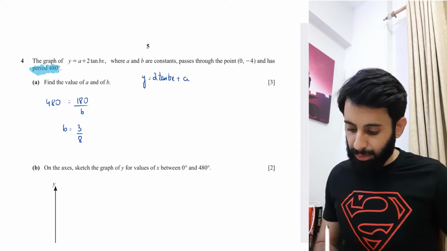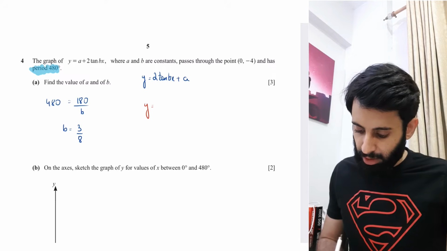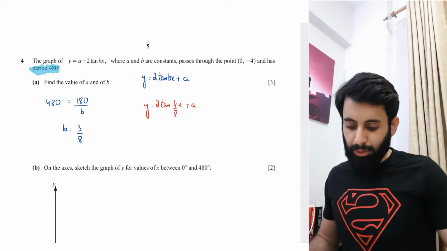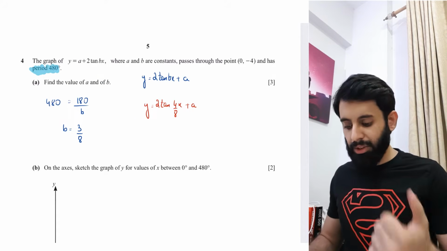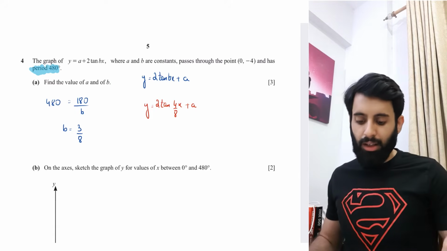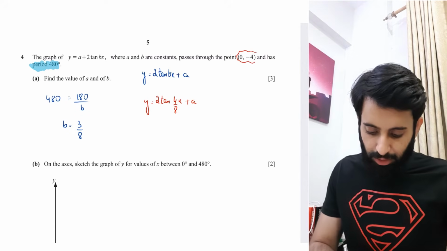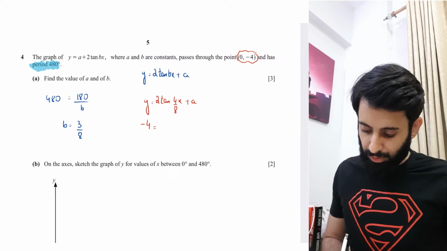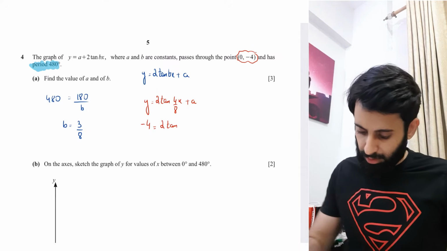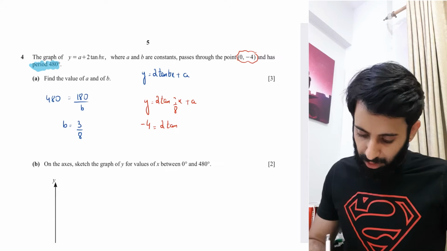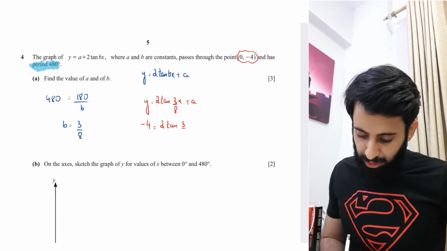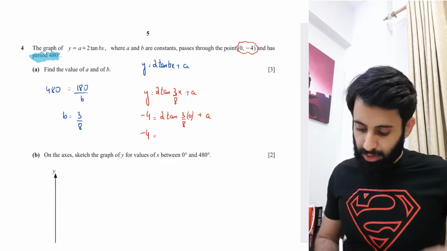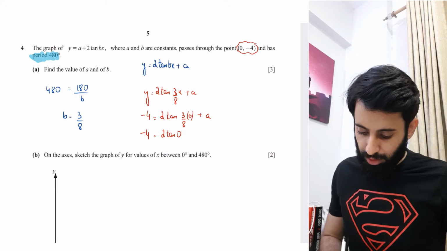Now, so far this is what our equation has become: 2 tan 3 upon 8 x plus a. If you want to find out the value of a, technically in this equation we have how many unknowns? We have x, y, and a. So we have a total of 3 unknowns, and the question has been kind enough to give us the value of 2 out of the 3 unknowns. We're going to plug in minus 4 as y, and 3 upon 8 times 0 is going to be 0 anyway, plus a. So we're looking at minus 4 is equal to 2 tan of 0 plus a.